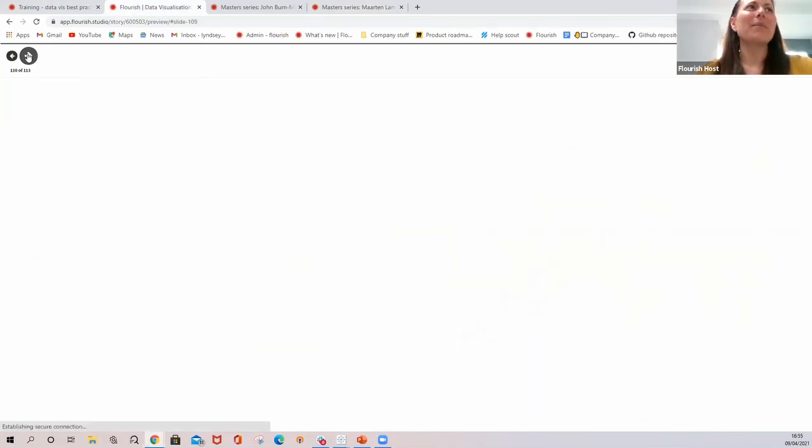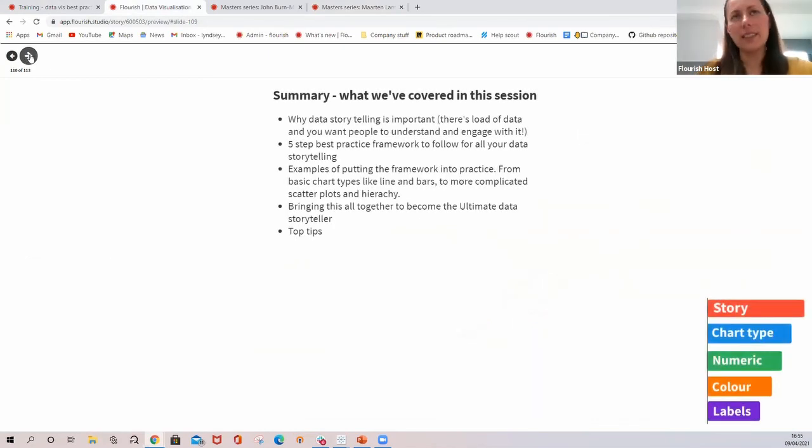So we are nearly there, and I have a few minutes. So what we've covered in this session so far: why data storytelling is so important. There's loads of data and we want people to engage with it and understand it. We've gone through this 5-step best practice framework to help people build up the skill set needed to be good at data visualization and storytelling. The skill sets that we normally need are being good numerically, being good at communication and picking out stories and messaging, and design. So designing to those 2 things.